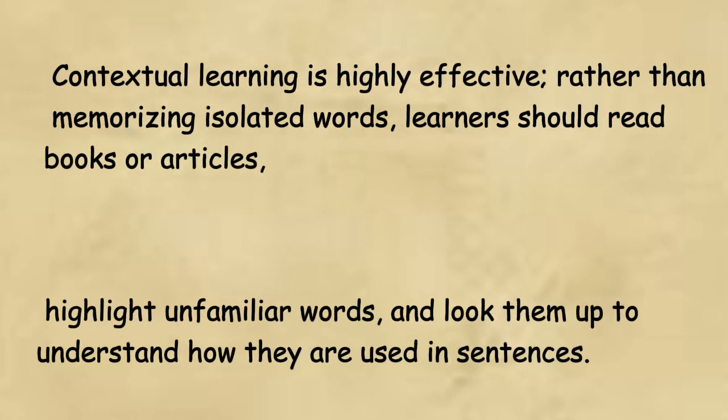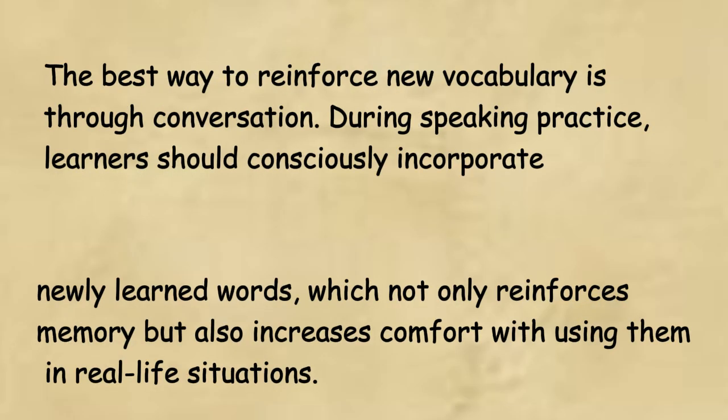Contextual learning is highly effective. Rather than memorizing isolated words, learners should read books or articles, highlight unfamiliar words, and look them up to understand how they are used in sentences. The best way to reinforce new vocabulary is through conversation. During speaking practice, learners should consciously incorporate newly learned words, which not only reinforces memory, but also increases comfort with using them in real-life situations.